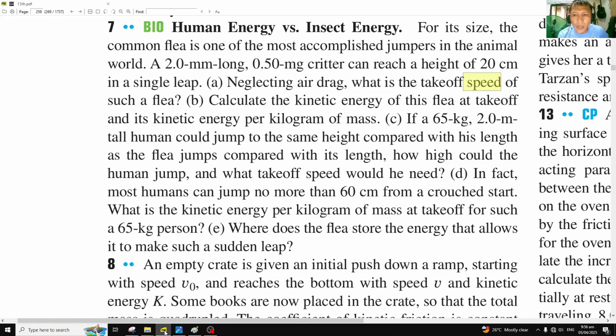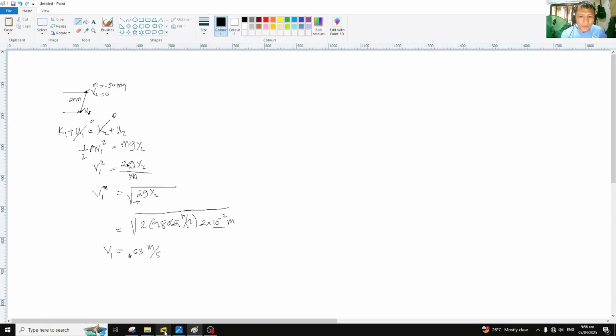Okay, so letter B. Calculate the kinetic energy of the flea at takeoff, and that's the kinetic energy per kilogram of mass. So the kinetic energy at takeoff would be 1 half M V1 squared. We only have to substitute the mass, 0.50 milligram, which is 0.50 times 10 to the negative 3 gram, so you have to convert. So, 10 to the negative 3 milligram.